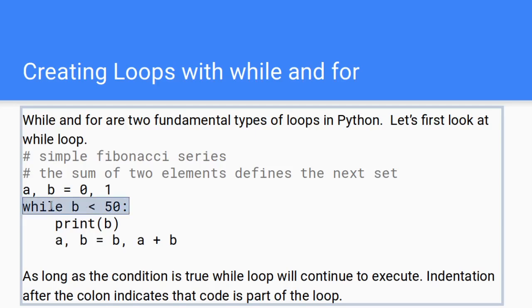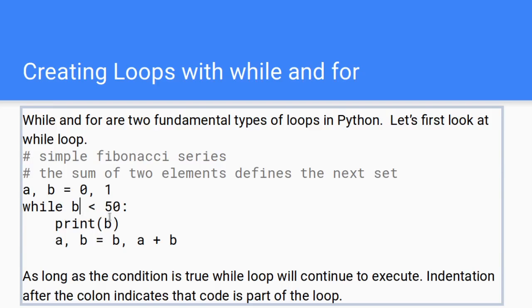Right? So before we had the if statement and a colon, and now we have a while statement and a colon. And again, we have an expression in the middle. Expressions are evaluated, so while, the interpreter will evaluate this expression. B starts off as 1. So the first time it goes through, it will evaluate while 1 is less than 50, and it is. So it will enter the loop.